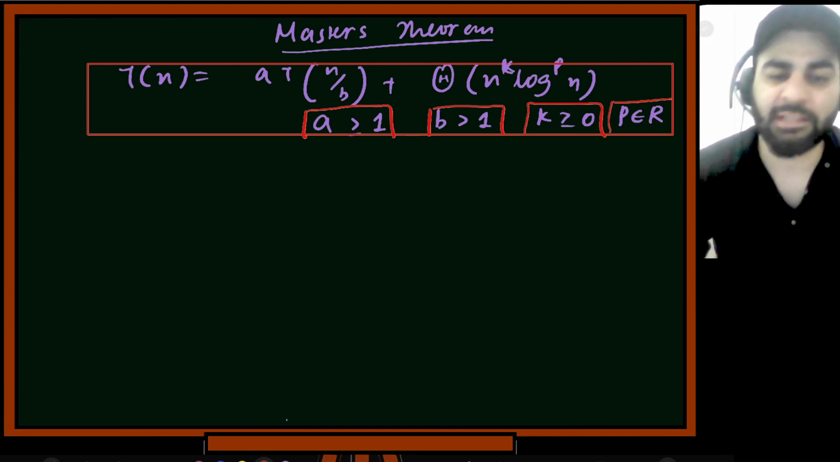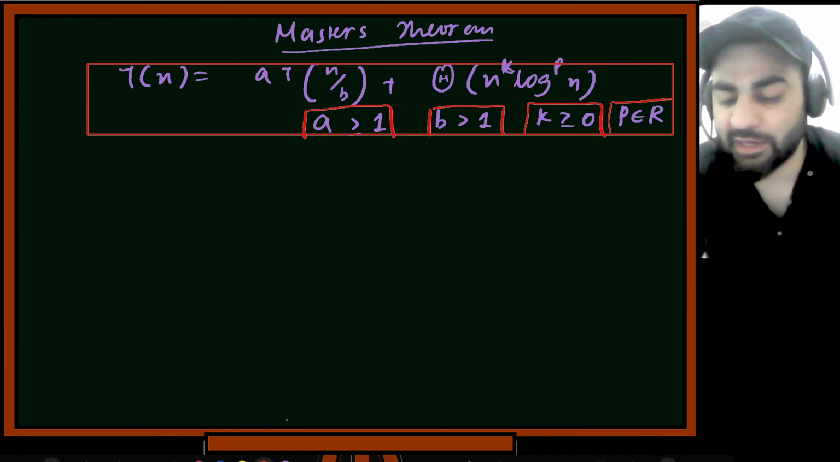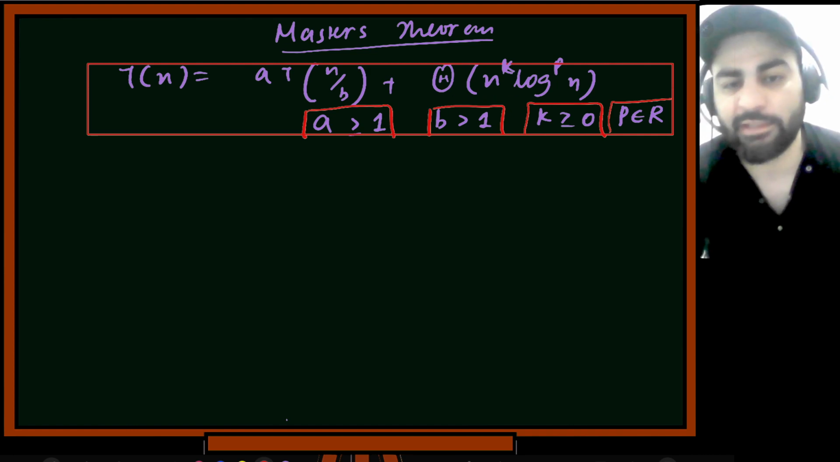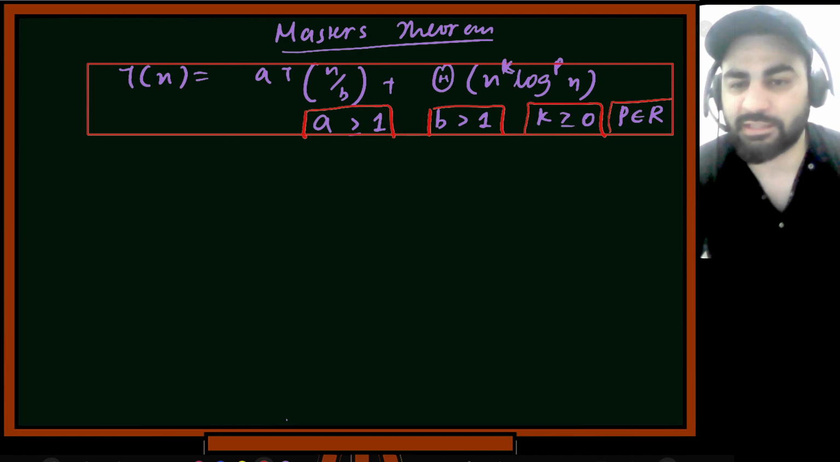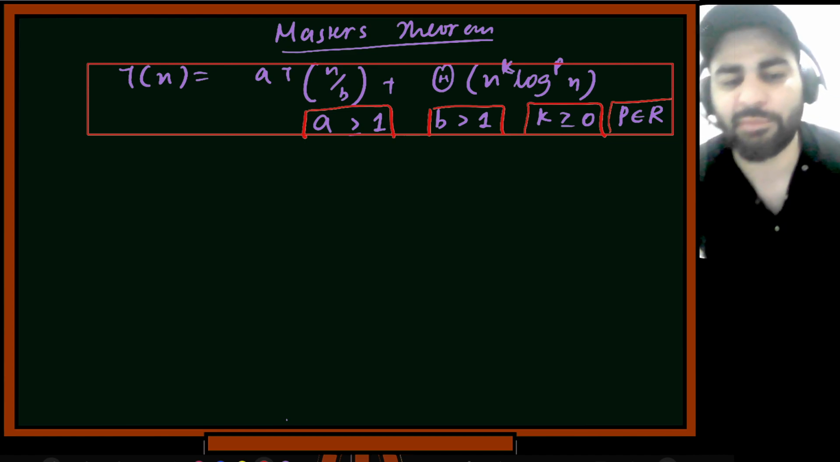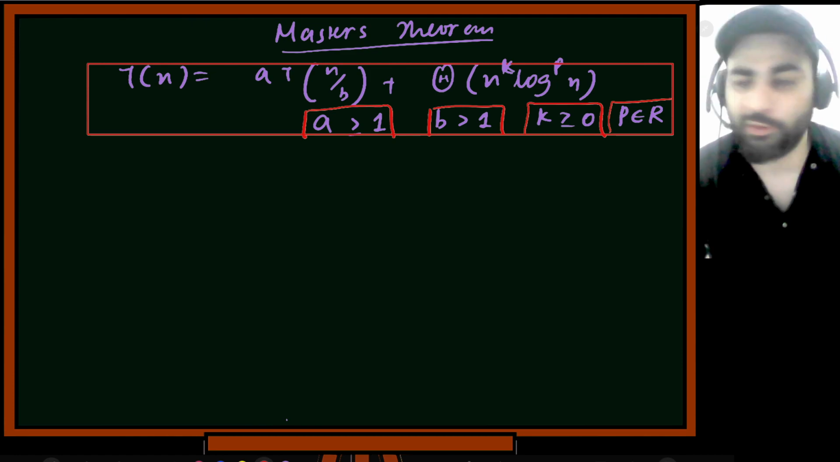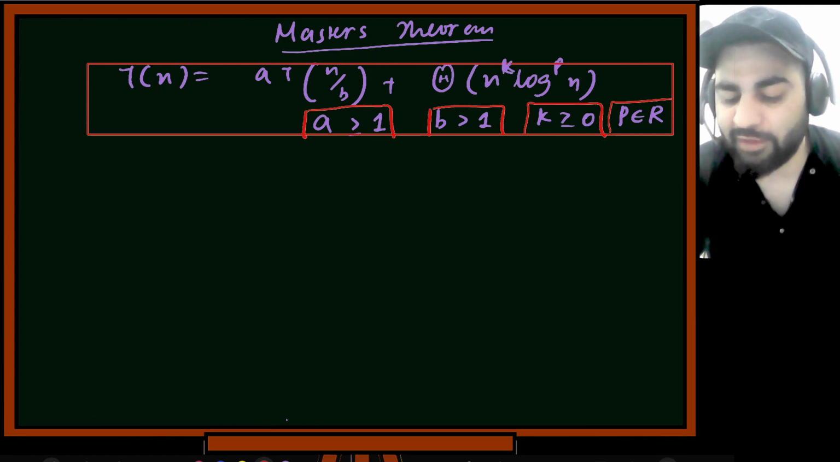Many of the recurrence relations you will find in real time are like this; they follow this format. So if a recurrence relation is of this form, then we can use the master's theorem. As I said, master's theorem is like a cookbook, like your dictionary. We just see what the value of a is and what the value of b is.